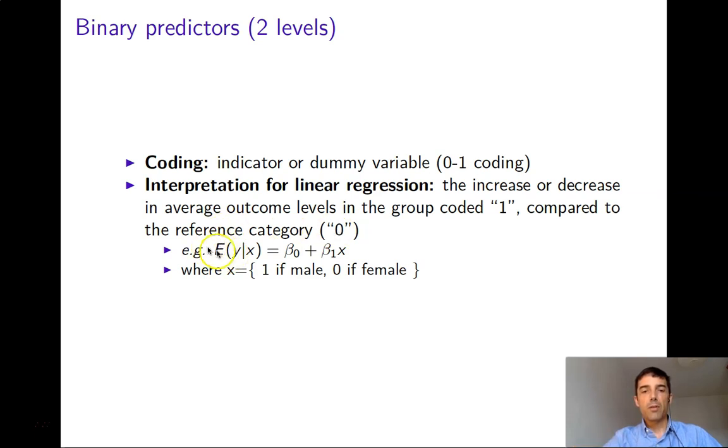So for example, in this simple linear regression model where the expected value of y given a single predictor x is beta 0 plus beta 1 times x, where x equals 1 if a subject is male and 0 if female, then the interpretation of beta 1 would be the difference in whatever this y variable is, let's say height or weight, between males and females on average.